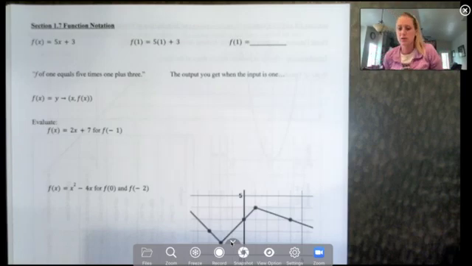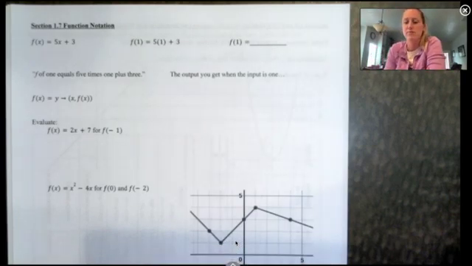Hi guys, in this video we're going to talk about section 1.7, function notation.